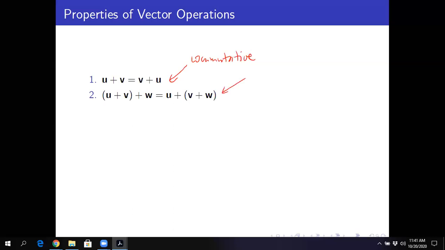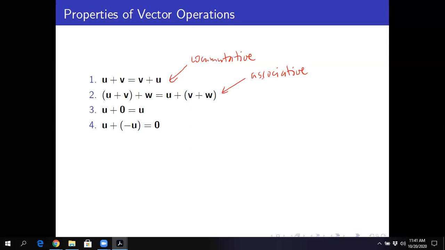What is this called? Does anybody know? That's called the associative property. Exactly right. Associative property means, if I had 3 vectors to add together, how do I know which ones to do first? The answer is, it doesn't matter. Just make a choice. So the associative property is basically that second thing.